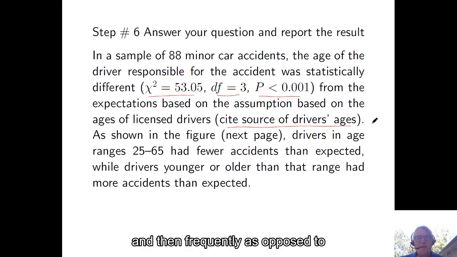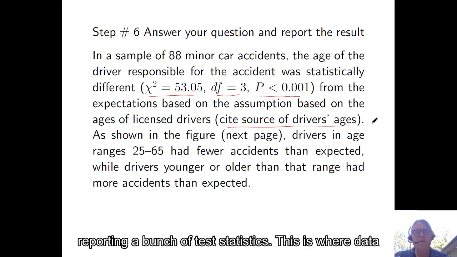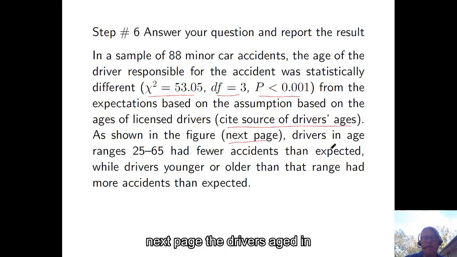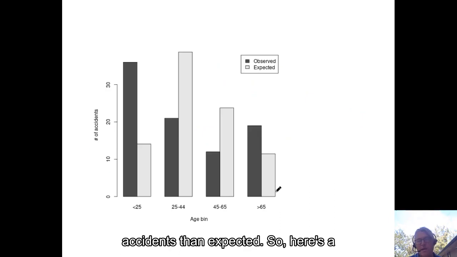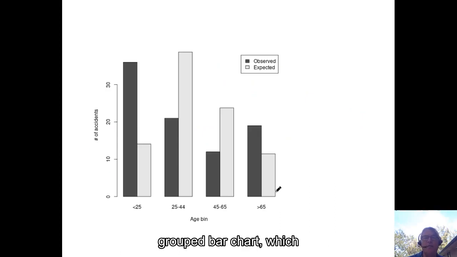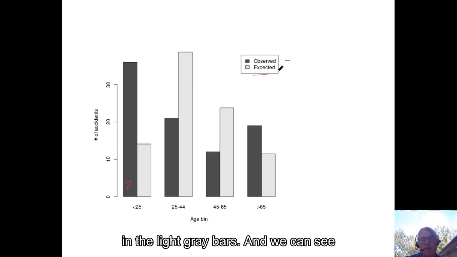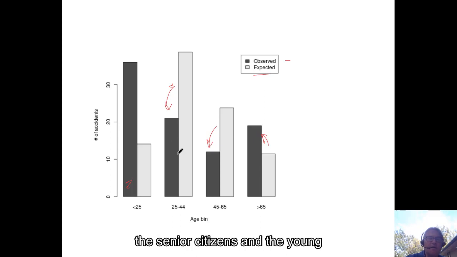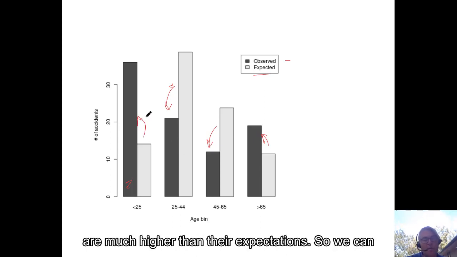And then frequently, as opposed to reporting a bunch of test statistics, this is where data visualization comes in. We usually show this as a figure. As shown in the figure on the next page, drivers in the age range 25 to 65 had fewer accidents than expected, while the drivers that were younger or older than that range had more accidents than expected. So here's a grouped bar chart, which is a really handy way to show the results of a chi-square, where we have the observed data in the filled-in bars and the expected in the light gray bars. We can see that we have a lot fewer observations for these middle-aged drivers, but for the senior citizens and the young drivers, the observed values are much higher than their expectations.